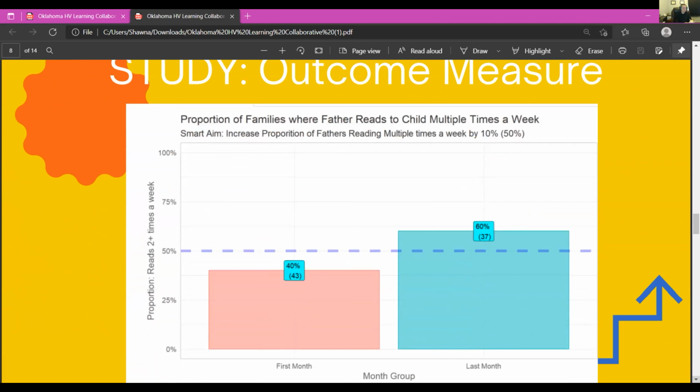So our outcome measure, we did see an increase. This was as of 6/30 of 2021, and we did have a 20% increase in the number of times a week dad read to baby. So we were excited about that.